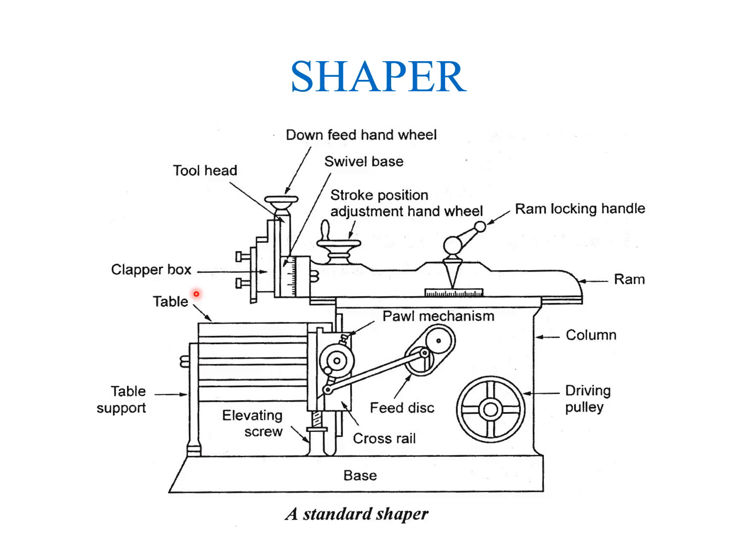Then clapper box. It carries the tool holder. The main function of the clapper box is to provide clearance for the tool in the return stroke, and it prevents the cutting edge from dragging on the workpiece during the return stroke and prevents tool wear.